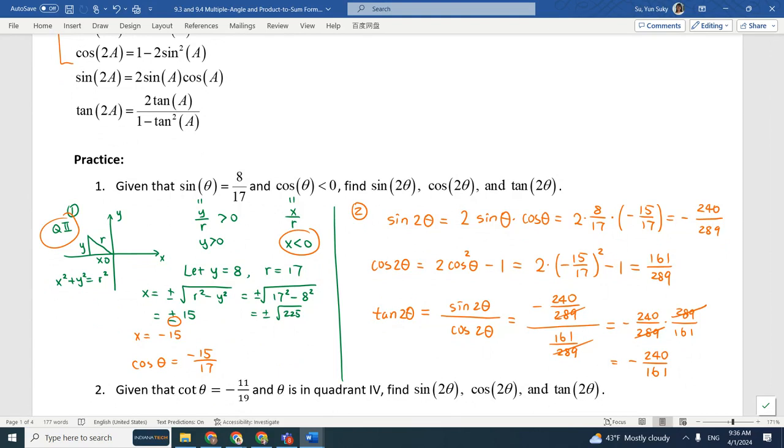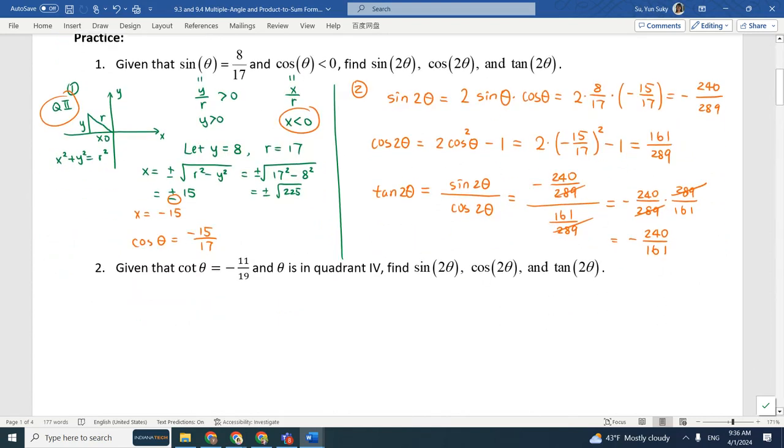So far, so good, everybody. So step one is what we did before in chapter 7. The new thing is use the formula and plug in and calculate. Is that clear, everybody? Okay. Now you do number 2. Also separate into 2 steps.